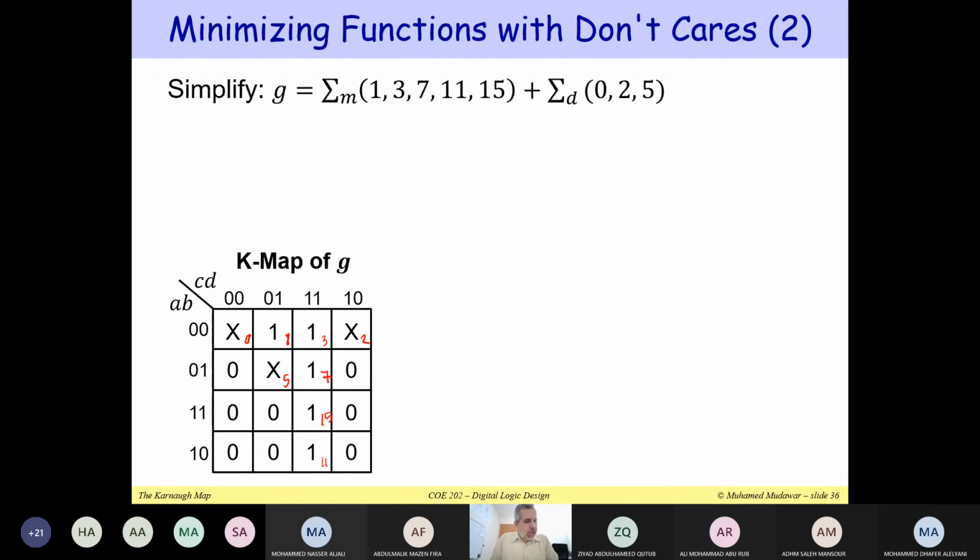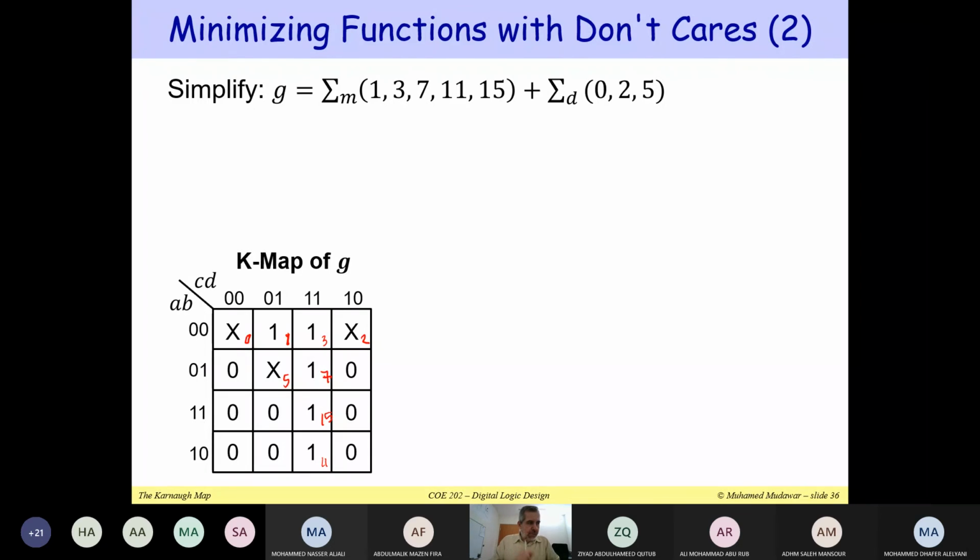Now, what are we going to do? We are going to look for the essential prime implicants. Can you tell me what the essential prime implicants are? Which squares should be combined, with or without the don't cares? You may combine it with don't cares. This is fine. From 0 to 2. So from 0 to 2, you mean 0, 1, 3, 2. Yes. But is this essential?